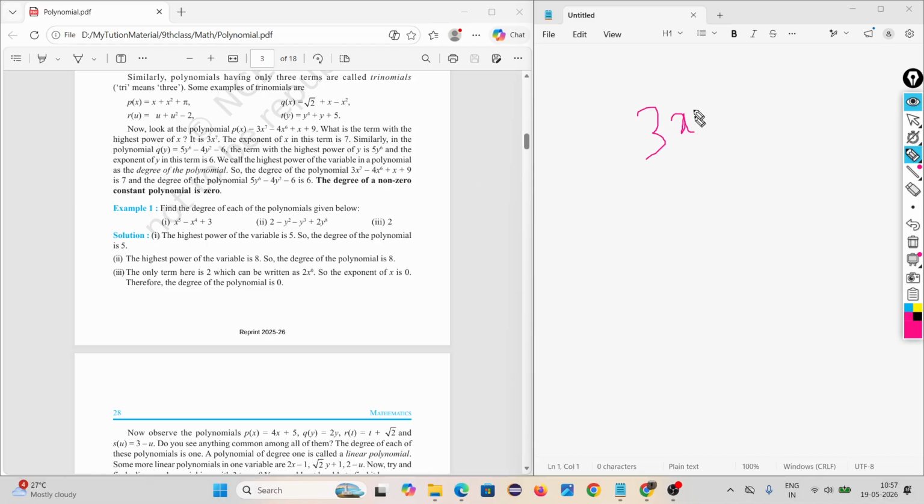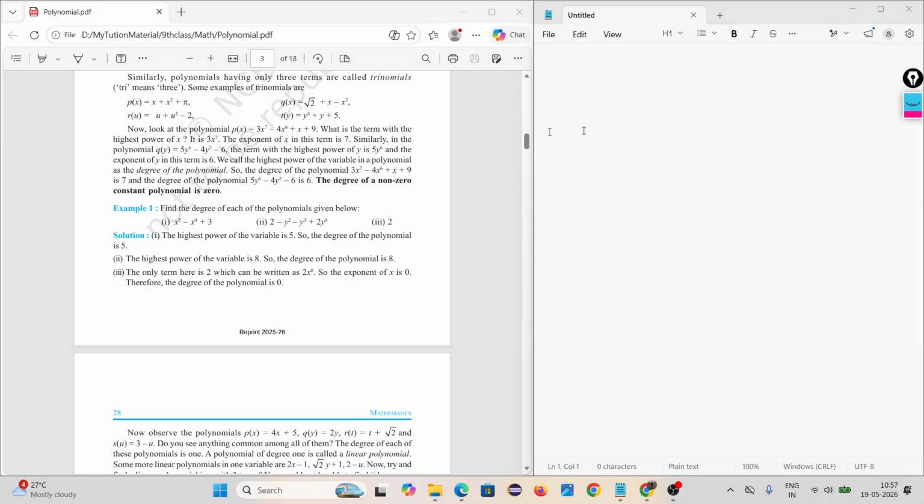Look, here, what is the degree of this polynomial? Look at the highest power: 7. Okay, the degree of a non-zero constant polynomial is 0. The degree of a constant polynomial, we already completed this, no need to revise it.